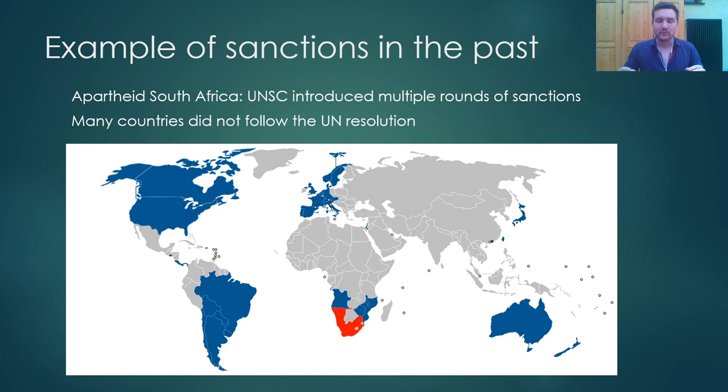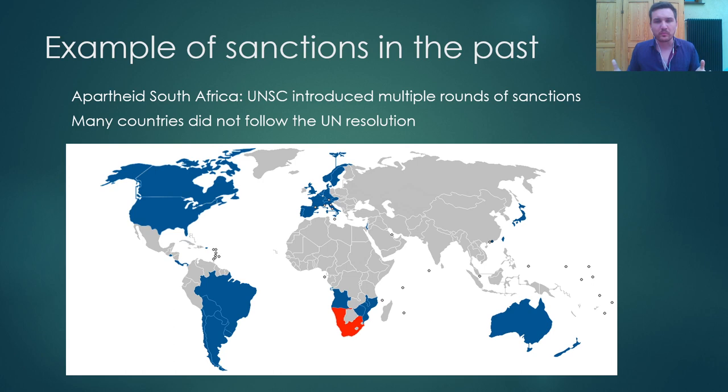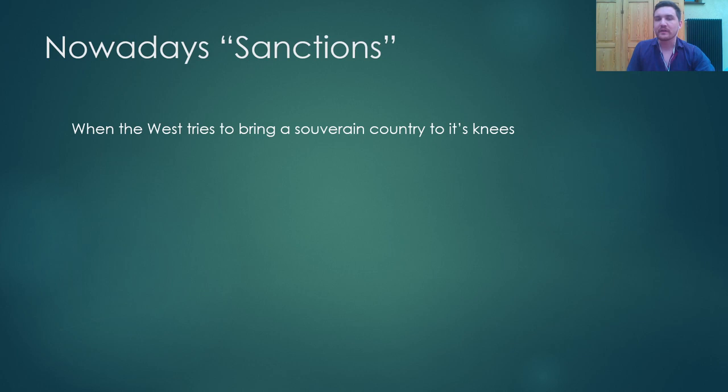And when you hear the word sanctions in the news, when people talk about sanctions in Western media, that's not what they mean. They're not talking about sanctions legitimized by United Nations resolutions, but this kind of unilateral coercive measures, unilateral economic warfare. It's basically when the West, meaning Western Europe, basically this map here, right? For example, West Germany was the biggest financial supporter of apartheid South Africa. They, of course, did not follow the sanctions. And nowadays, sanctions is when the West tries to unilaterally destroy a sovereign country.